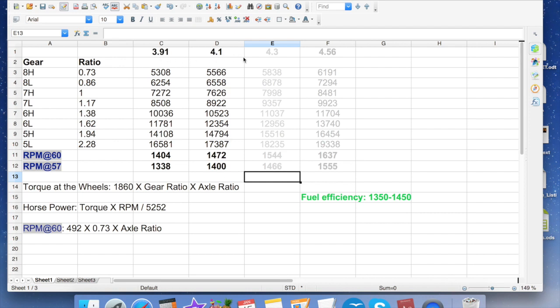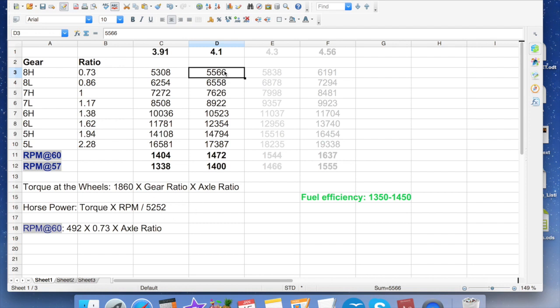Between 3.91 and 4.10. Now, if we look here, one more interesting thing that we can do is looking at this formula here. Horsepower equals torque times RPM of the engine divided by 5252. Don't ask me what that is, but that's the connection between horsepower and torque. So basically, horsepower is torque multiplied by engine RPM. All right, so that's why horsepower changes all the time depending on your RPM.